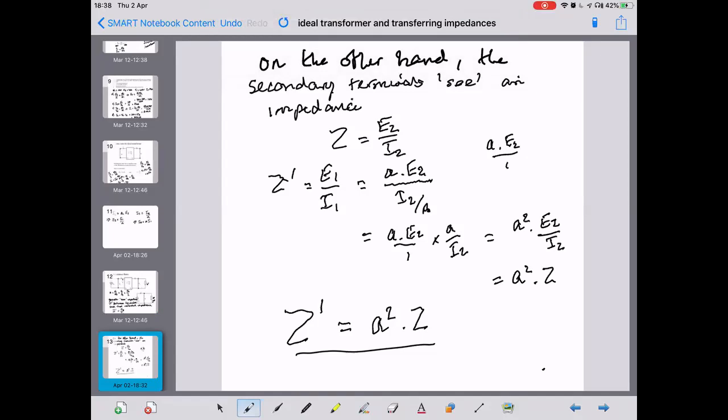I'm definitely not expecting you to be able to derive that like we just have. What I'm expecting you to be able to do is to use this formula down the bottom of the page here to calculate the reflected impedance. All right?